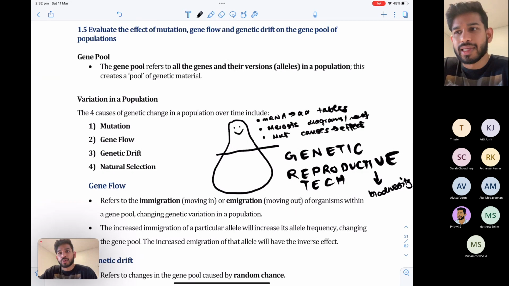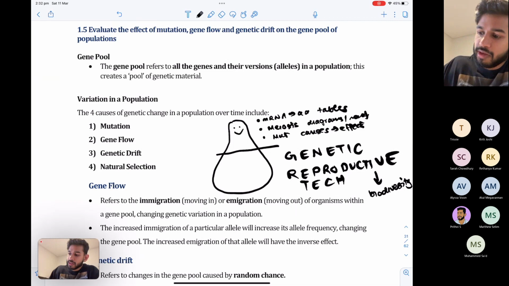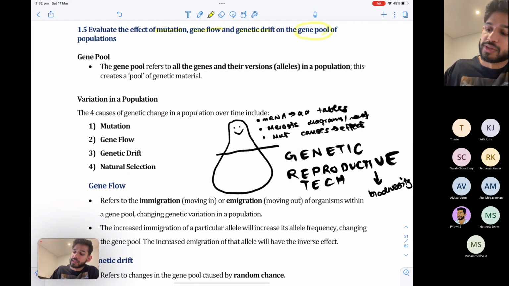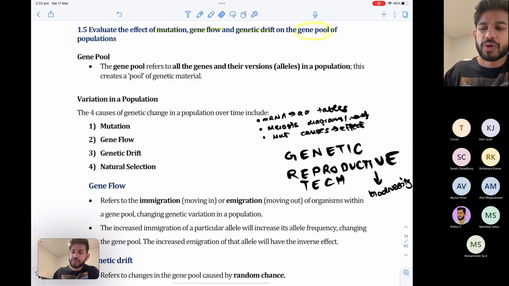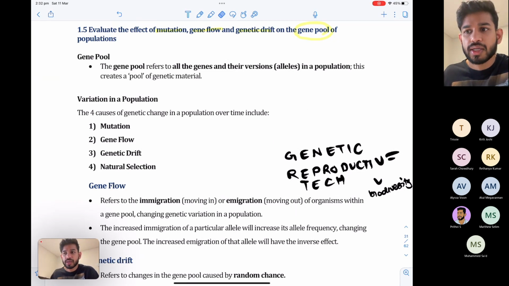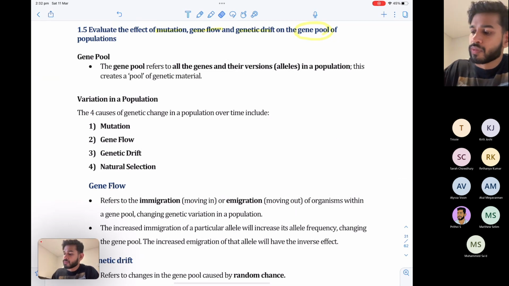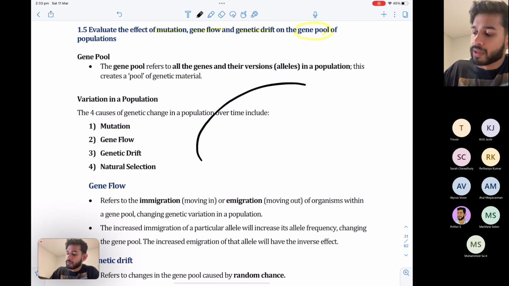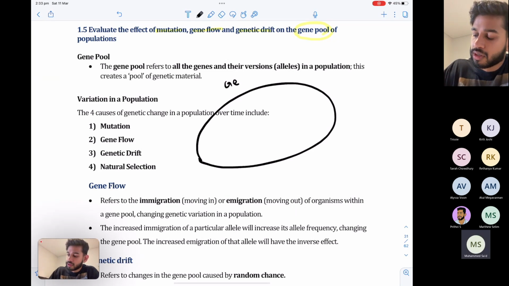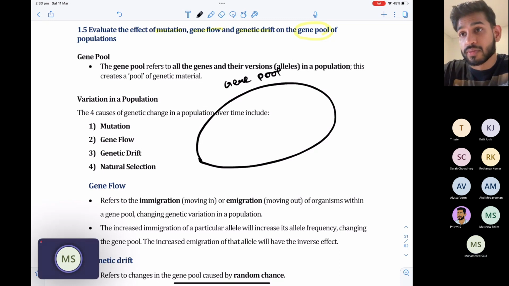Good. So let's talk about genetic change, right? Evaluate the effect of mutation, gene flow, and genetic drift on the gene pool of populations. Why do we call it a gene pool again, everyone? Anyone tell me? Let's go to Mohammed. Any idea why we call it a gene pool for a population? It's all the variations of a person, all the different combinations.